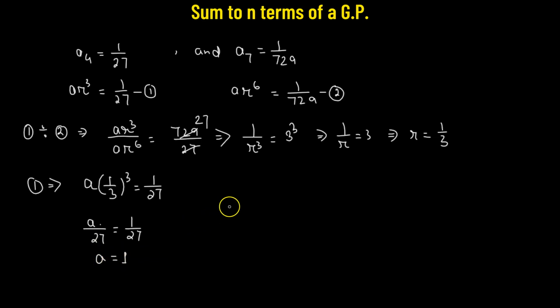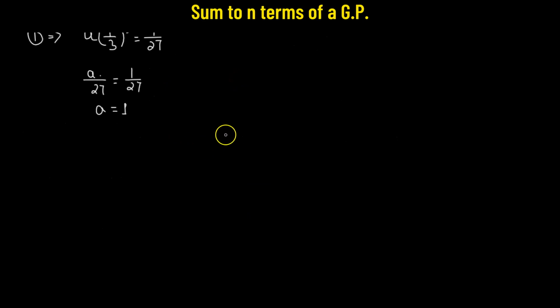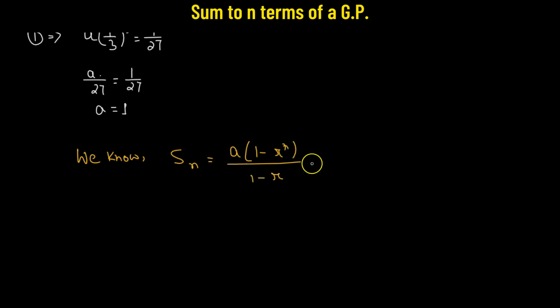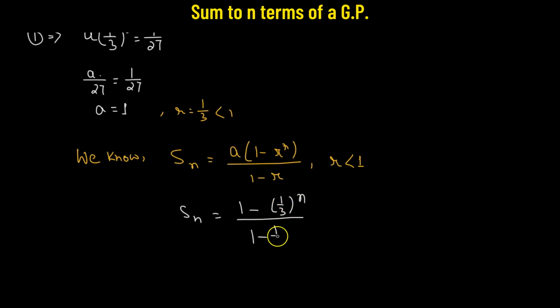So now that we have our first term, we can use this to obtain the sum to n terms of the given GP. We know that the sum to n terms of a geometric progression is given by Sn equals a times 1 minus r raised to the power of n, divided by 1 minus r, whenever the value of the common ratio r is less than 1. In our case, we found that r is 1 over 3, which is less than 1. Now substituting these values, our first term is 1, so we have 1 minus 1 over 3 whole raised to the power of n divided by 1 minus 1 over 3.